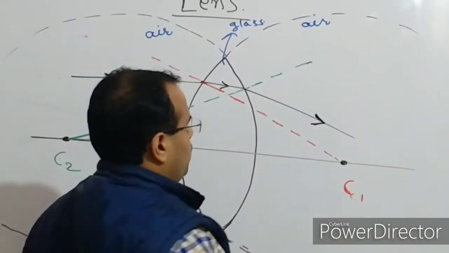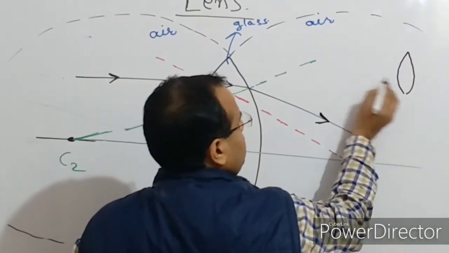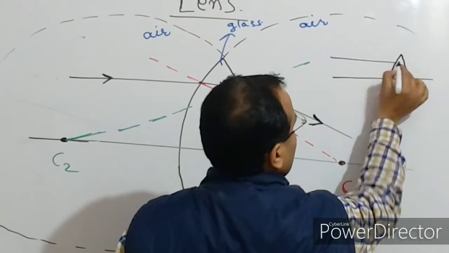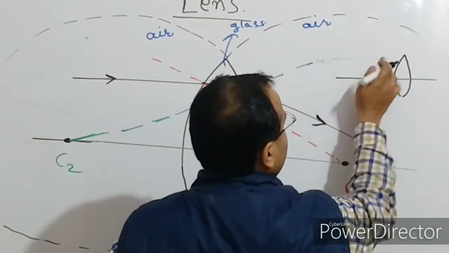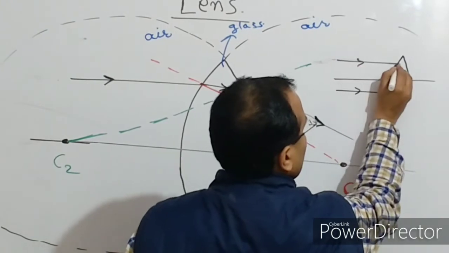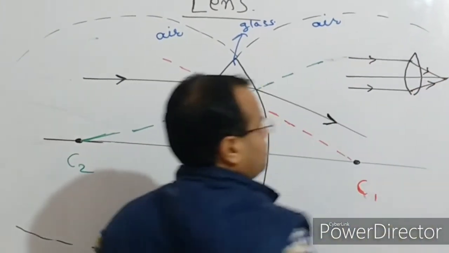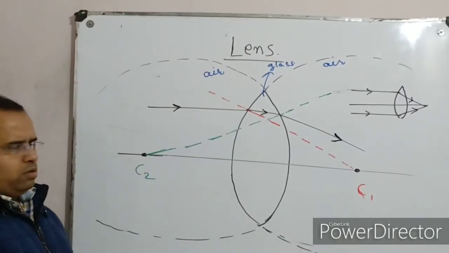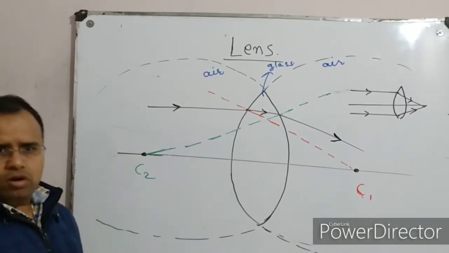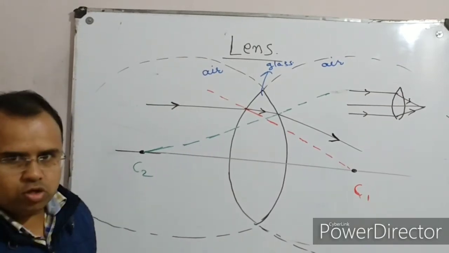principal axis. Okay, so in short, if this is the convex lens and the light rays are incident like this, they bend towards the principal axis, and because they bend towards the principal axis, the overall effect is that they converge the light rays. They converge the light rays. Okay, and that's why the convex lens is a converging lens. I hope it is clear to you.